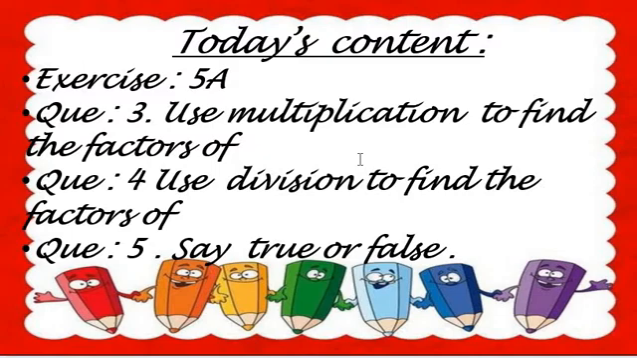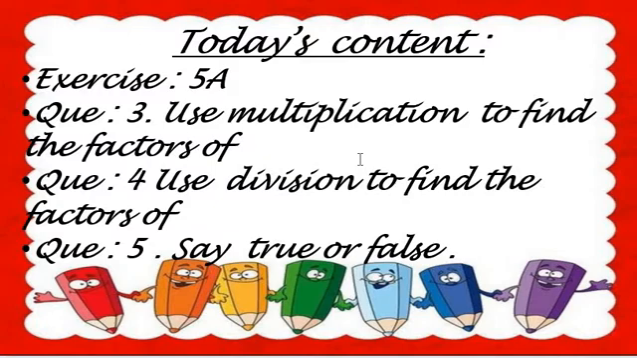Question number 4, use the division to find the factors of. Of means that a digit will be given. So let's check a question then. And question number 5, say whether true or false. Okay, that contains the things we are going to learn, my dear students. Again I repeat: exercise number 5a, question number 3, use the multiplication to find the factors; question number 4, use the division to find the factors; and question number 5, say whether true or false.